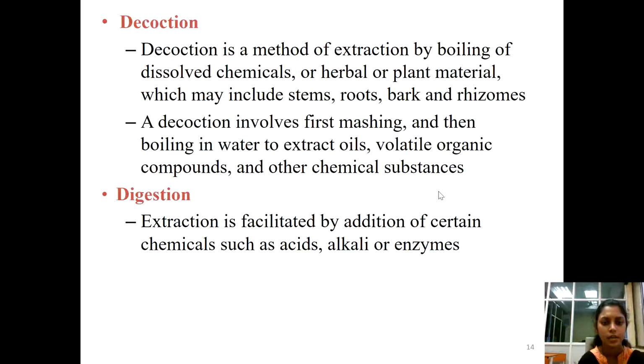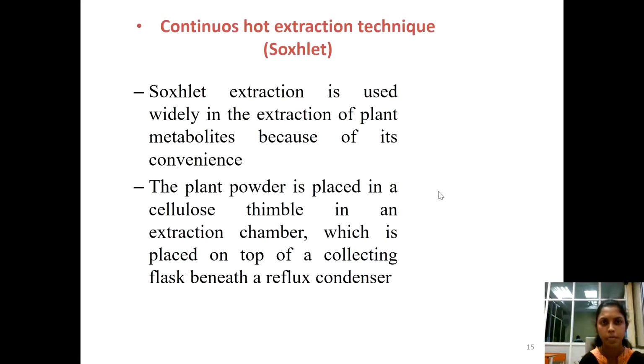In this, extraction is facilitated by addition of certain chemicals such as acids, alkalis or enzymes. Next is the continuous hot extraction technique, that is Soxhlet. Soxhlet extraction is used widely in the extraction of plant metabolites because of its convenience. The plant powder is placed in a cellulose thimble in an extraction chamber, which is placed on top of a collecting flask beneath a reflux condenser.